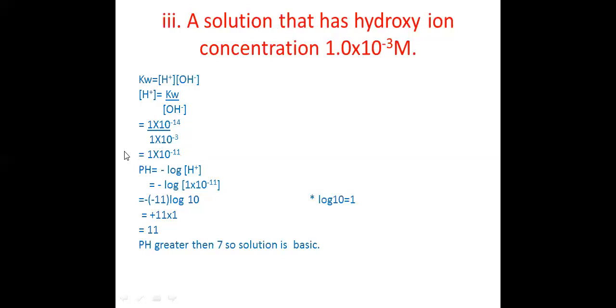Now we have the hydrogen ion concentration. We can find out the pH of this solution. So pH is equal to negative log of hydrogen ion concentration. Hydrogen ion concentration is 1 into 10 raised to power minus 11. So minus 11 is positive 11 and log 10 equals 1. So as pH is greater than 7, this solution is basic.